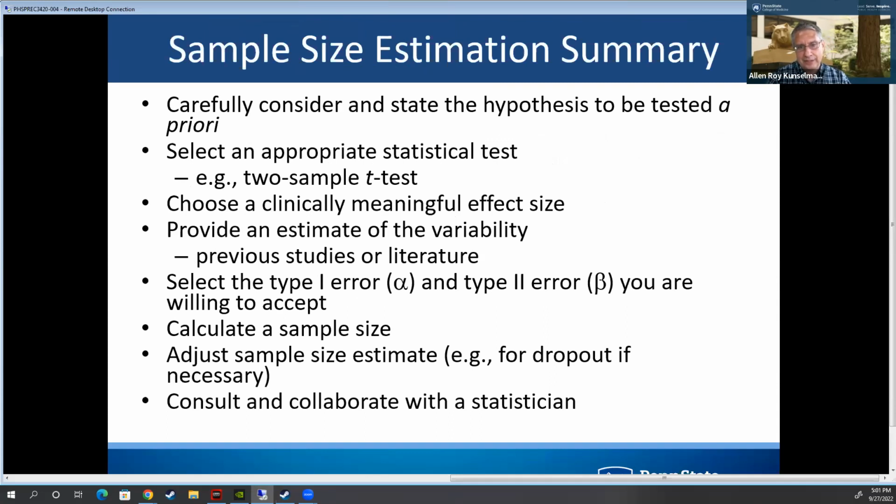Again, previous studies, literature, pilot studies. Select the type 1 and type 2 error you're willing to accept. Calculate a sample size. Adjust the sample size if necessary for dropouts or other reasons. And consult and collaborate with the statistician.